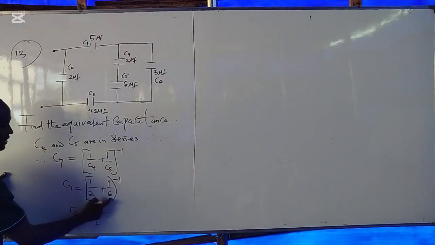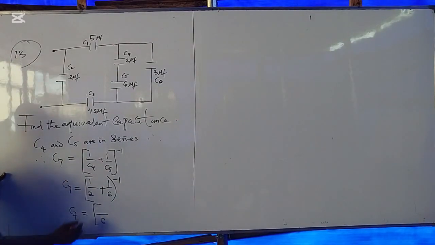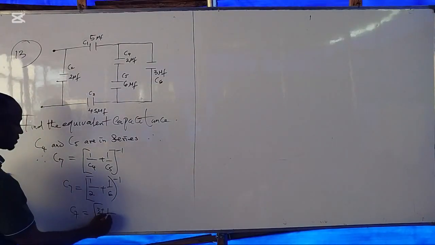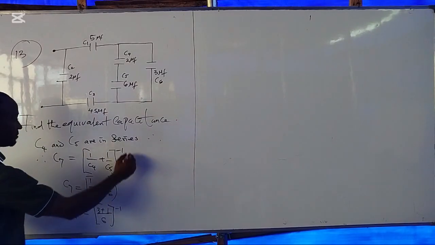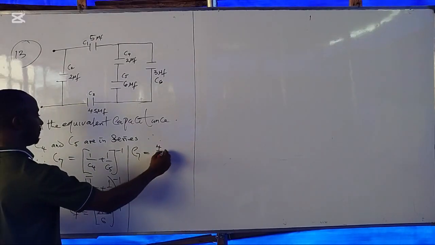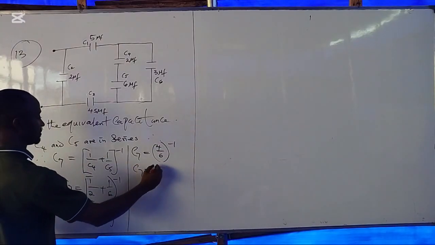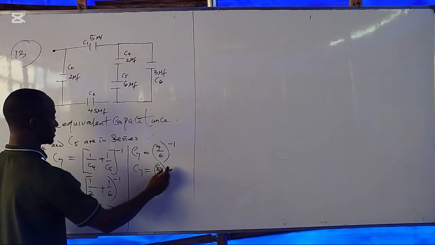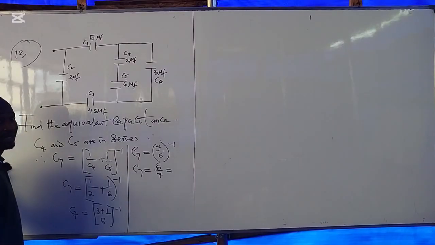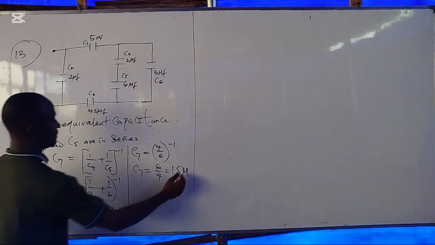The LCM between these two is 6. 6 into 2 is 3, times 1, 3 plus 6 into 6 is 1, times 1, right? All raised to the power minus 1. So C6 then becomes 4 over 6, all raised to the power minus 1, right? So C6 is 6 over 4. In decimal, that will give us 1.5 microfarad, right? Okay.